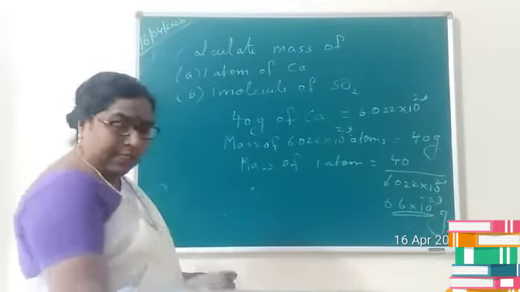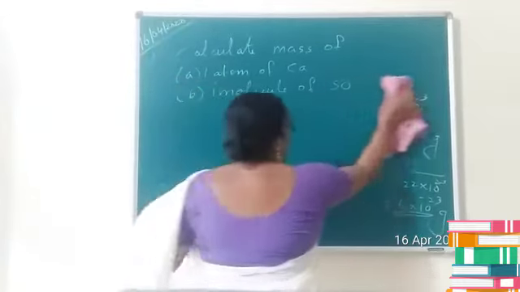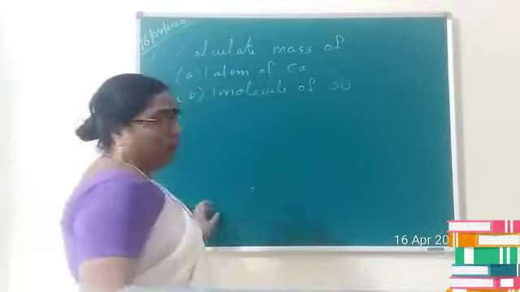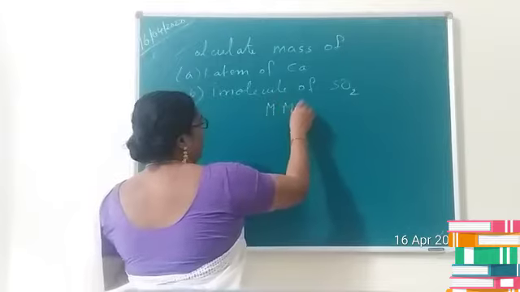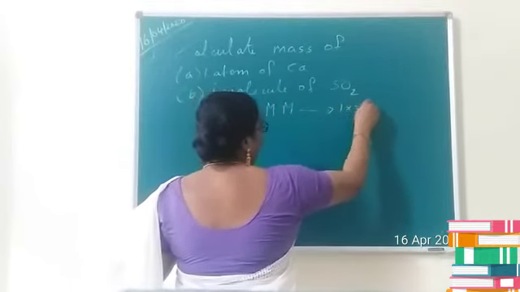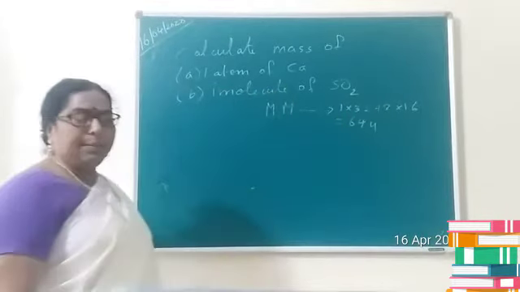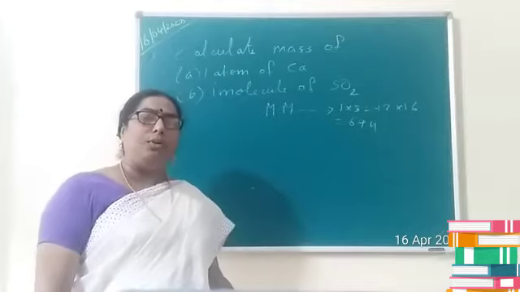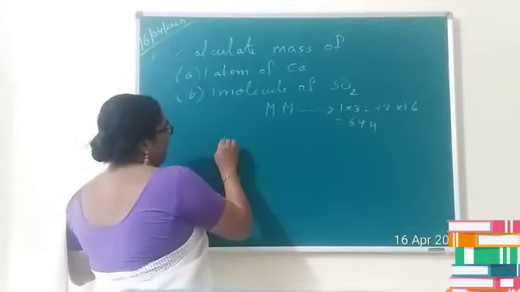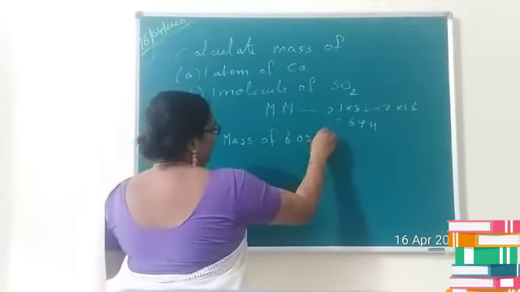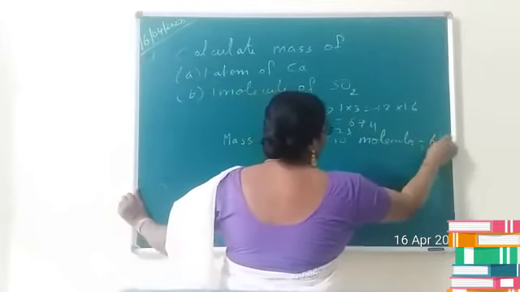Is it clear? Now the same way we can calculate, that is simplification, you can solve it. The same way we can calculate the mass of one molecule of sulfur dioxide. Again, we can first calculate the molecular mass of sulfur dioxide, that is 1 into 32 plus 2 into 16, which is equal to 64 u. Can you tell me how many particles are present in 64 u of sulfur dioxide? Yes, Avogadro number. Or we can say that the mass of 6.022 into 10 to the power 23 molecules of sulfur dioxide is equal to 64.